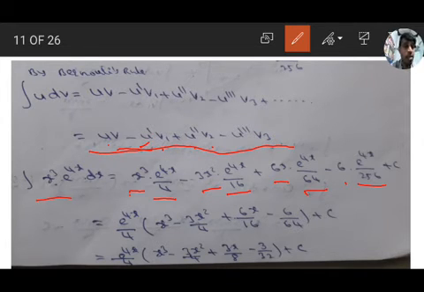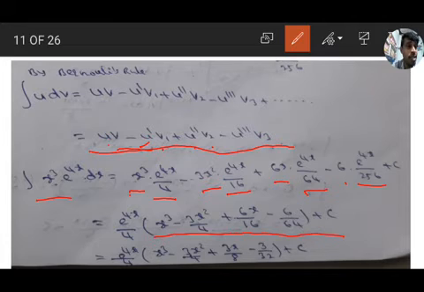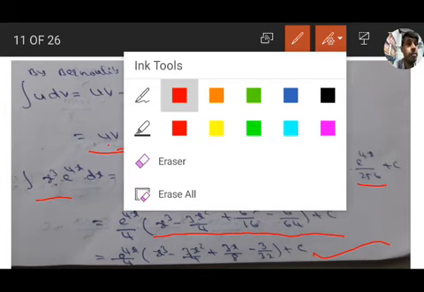In this, e to the power of 4x by 4 is common, that is x cube minus 3x square by 4, plus 6x by 16, minus 6 by 64, plus c. Then simplification: 6 by 16 means 3 by 8, and 6 by 64 means 3 by 32. That is the answer: e to the power of 4x by 4 into x cube minus 3x square by 4 plus 3x by 8 minus 3 by 32.